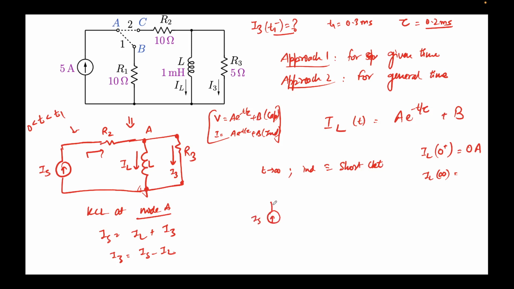So this is IS, this will be R2, and this behaves like a short circuit, and this will be R3. Now if there's a low resistance path available, all the current will flow through this. So this is nothing but IL, this was I3. So I3 at infinity will come out to be 0, and IL at infinity will come out to be 5 amps. So I'm writing this here as 5 amps.